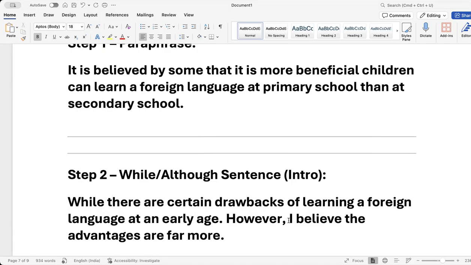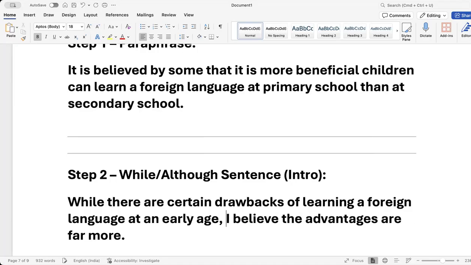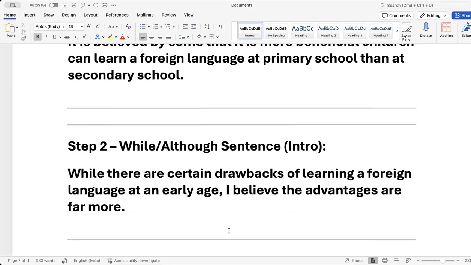So while there are certain drawbacks, and then comma, you do not put a however or but here, it's redundant. Who is already doing its job? While is doing it. So you're not putting any connector here. You're just putting a pause here. While there are certain drawbacks of learning a language at primary school, pause. You're waiting for the examiner to grasp what you said. I believe the advantages are far more. So this is how the while sentence is written. There's no however, there's no but, there are no other words in the while sentence.